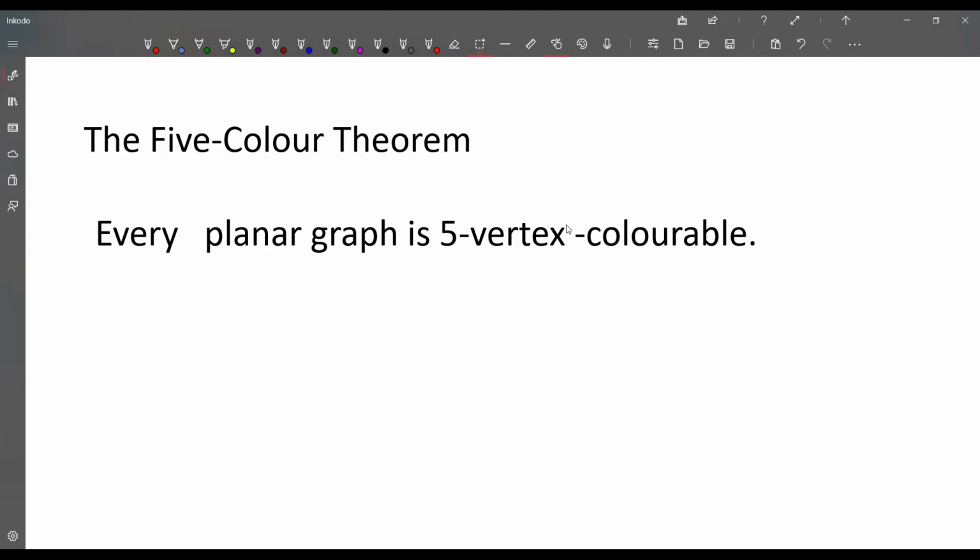Welcome to today's class on graph theory. Today we discuss the five-color theorem. The theorem says that every planar graph is five-vertex colorable. So we prove this.